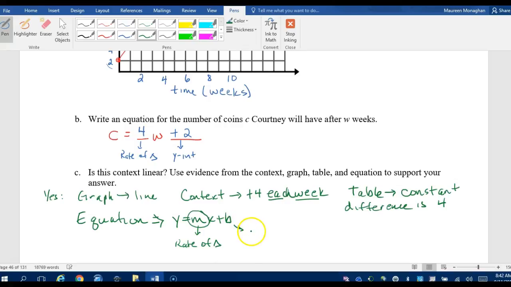And what is this? And that's our y-intercept every single time. This is also known as the slope. It's also called the slope.